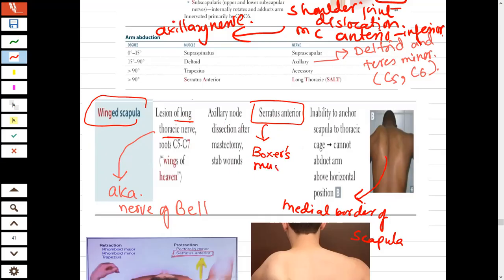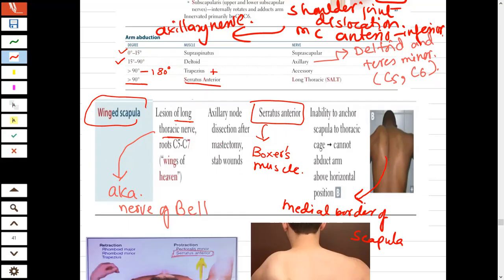ठीक है, इसका दूसरा नाम है बॉक्सर्स मसल। So see, inability to anchor the scapula to the thoracic cage, or cannot abduct the arm, because the serratus anterior muscle also helps you in abduction of the arm above 90 degree. Okay, तो देखें, initiation of the arm abduction by supraspinatus, 15 to 90 degree it is the deltoid muscle, and from 90 to 180 degree it is the trapezius muscle and the serratus anterior muscle.